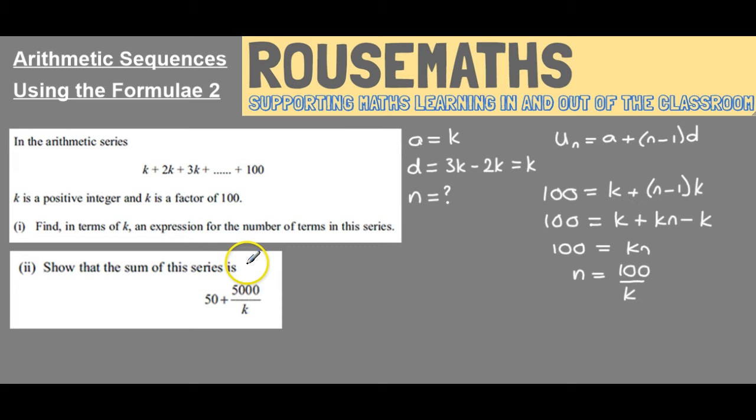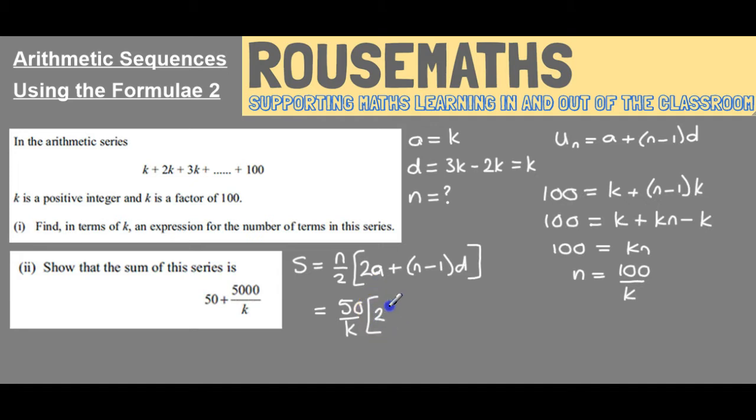For the second part it says show that the sum of the series is. As soon as it says that, you'll need to recall your formulae for the sum of an arithmetic series. You need to be able to derive this, and I've got a video showing you how to do that if you need to know that. Now in this case we've got our n from the first part, which is 100 over k. If you divide that by 2, you get 50 over k.